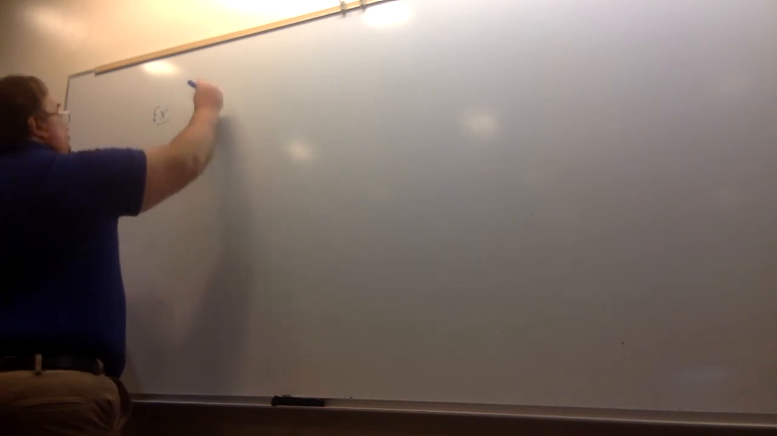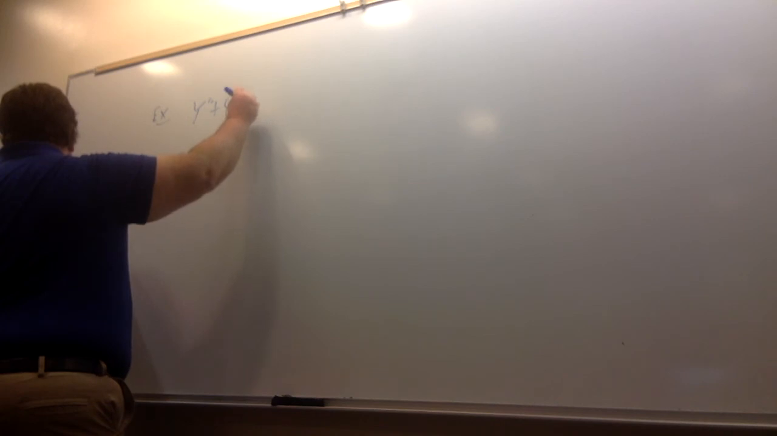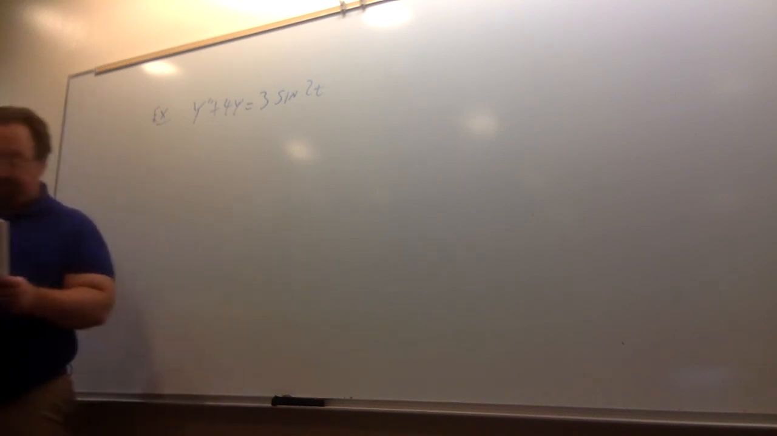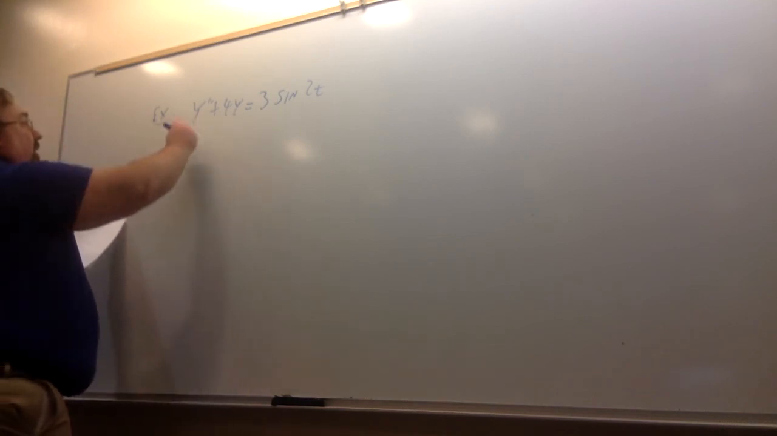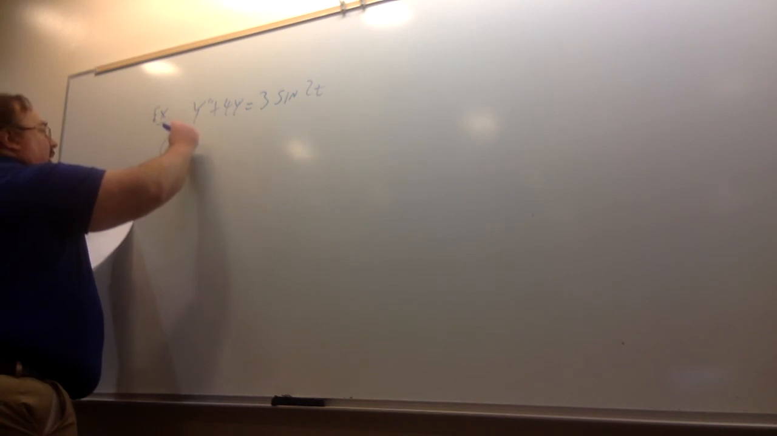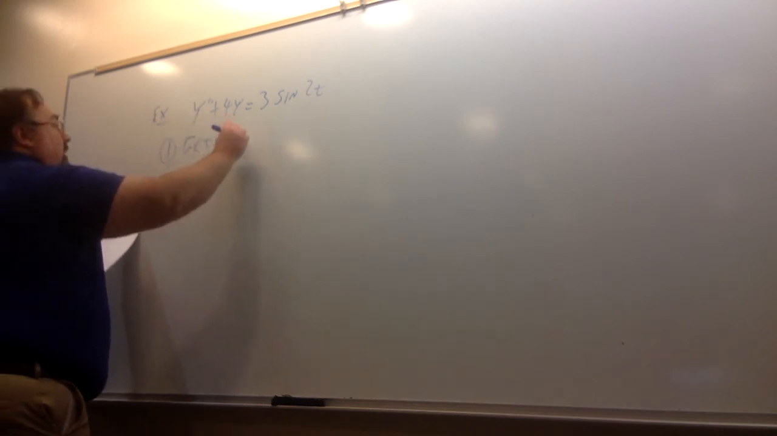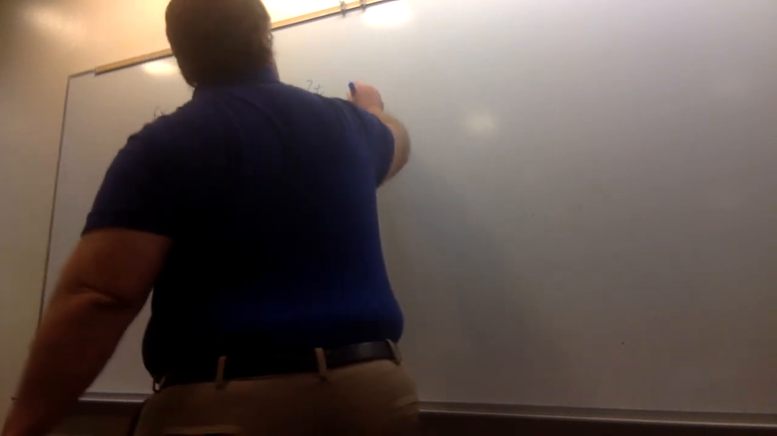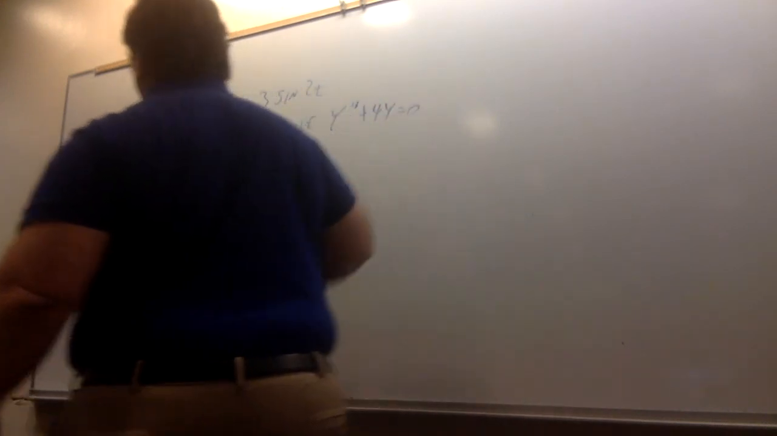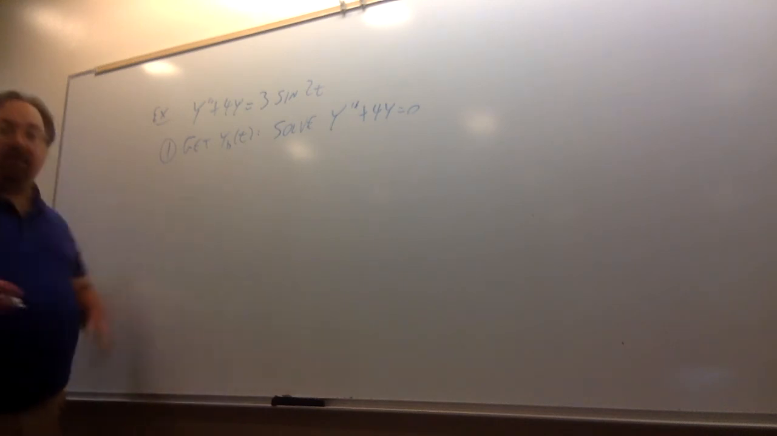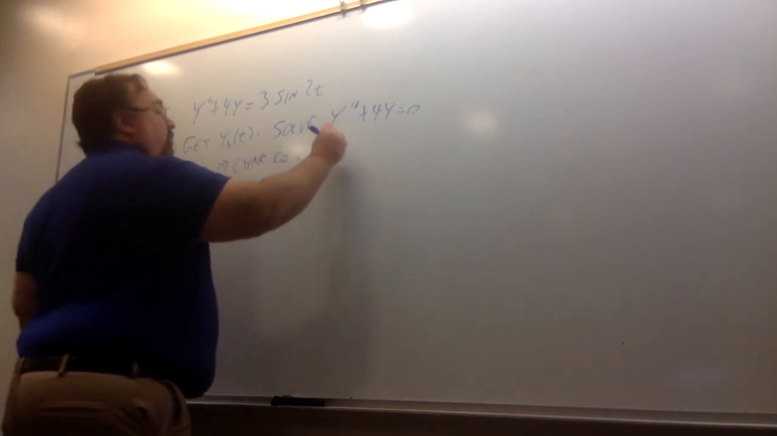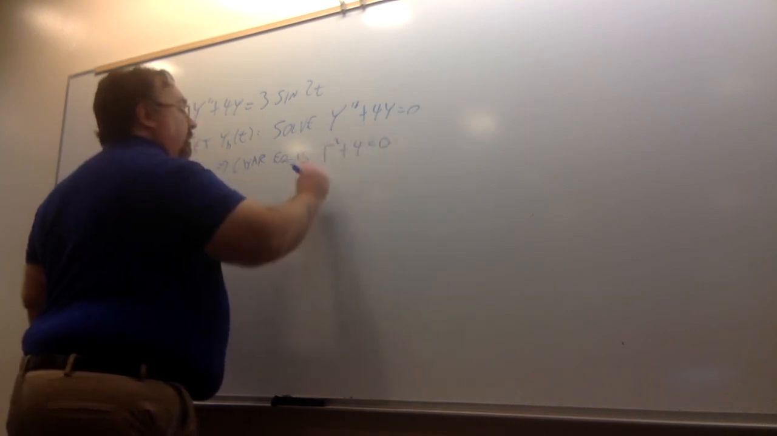So y double prime plus 4y is equal to 3 sine 2t. So first you solve the homogeneous problem, so we solve y double prime plus 4y is equal to 0. So the characteristic equation is r squared plus 4 is equal to 0.